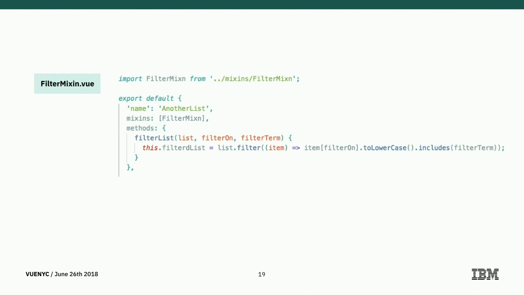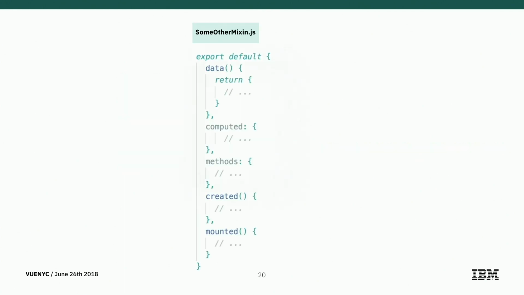Well, we can easily do that by overriding the filter list method by just redefining it in the component, and that will override what was in the mixin. So mixins are cool because you can have data, you can have computed properties, you can have methods, and those will all be overwritten if you redefine them in the component that you use them in.